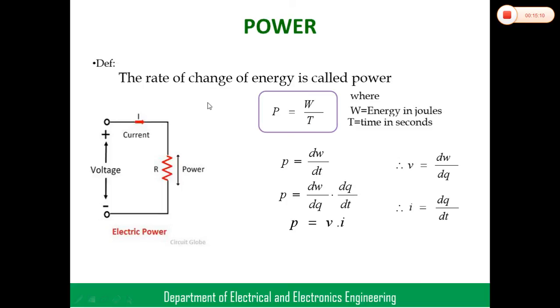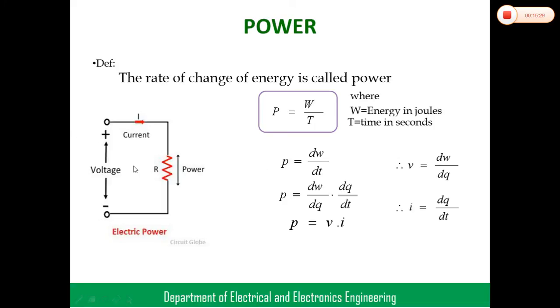The main definition I told you is that the rate of change of energy, P equal to dW by dt, is called power.